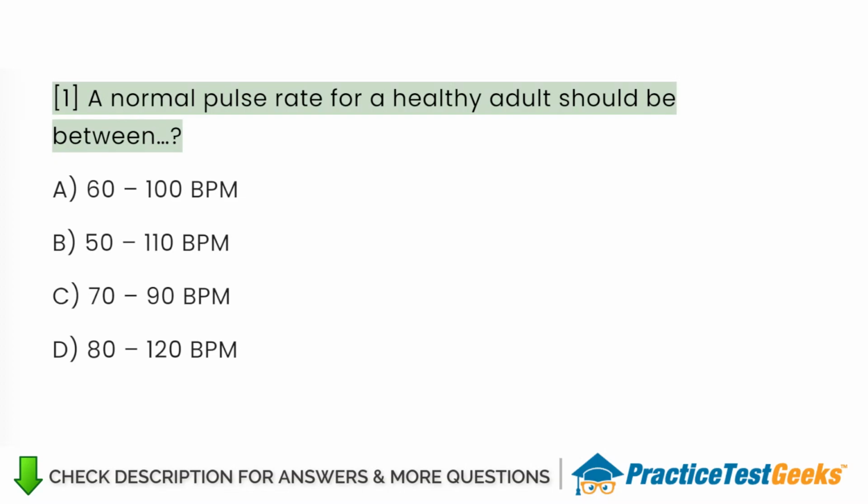Pulse rate for a healthy adult should be between A. 60-100 bpm, B. 50-110 bpm, C. 70-90 bpm, D. 80-120 bpm.